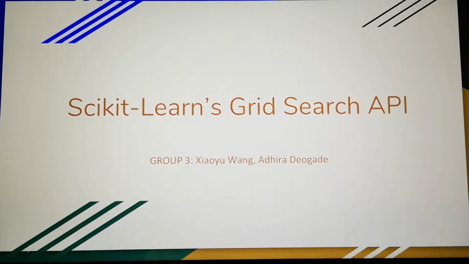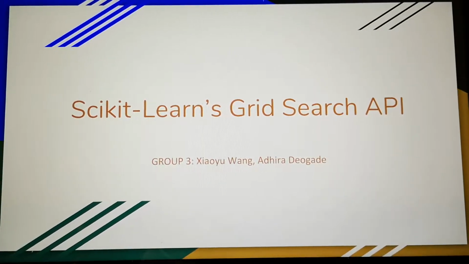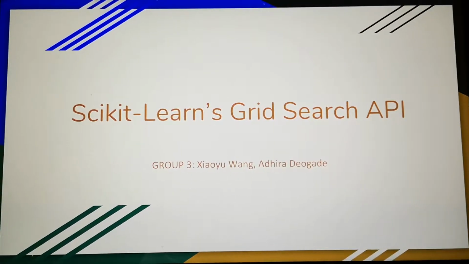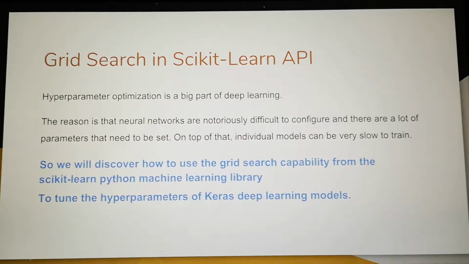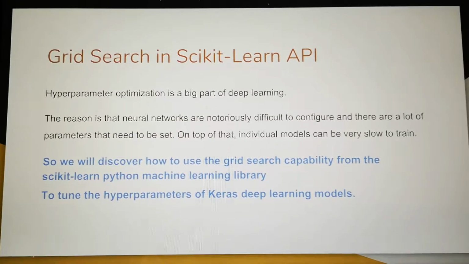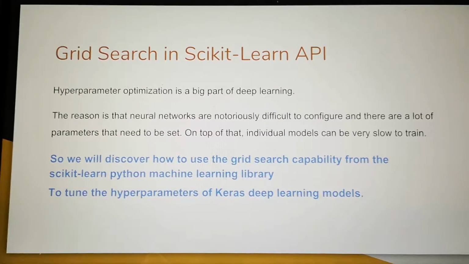Hello everyone, this is Group 3, and our topic is to use sklearn's grid search API to change multiple hyperparameters in the CNN model. So first, as we discuss the grid search in sklearn's API, we know that hyperparameter optimization is a big part of deep learning.